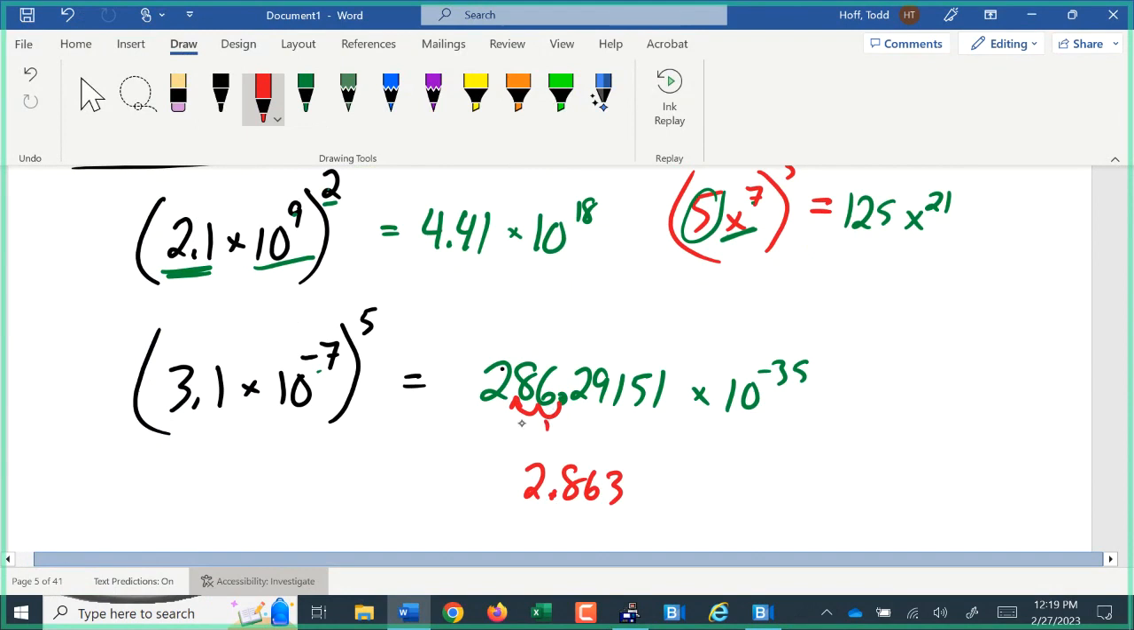We move this 2 spots now, so our power has to change by 2. So the count got smaller by 2 places. The power gets larger by 2. So times 10 to the power of negative 35 plus 2 is negative 33.